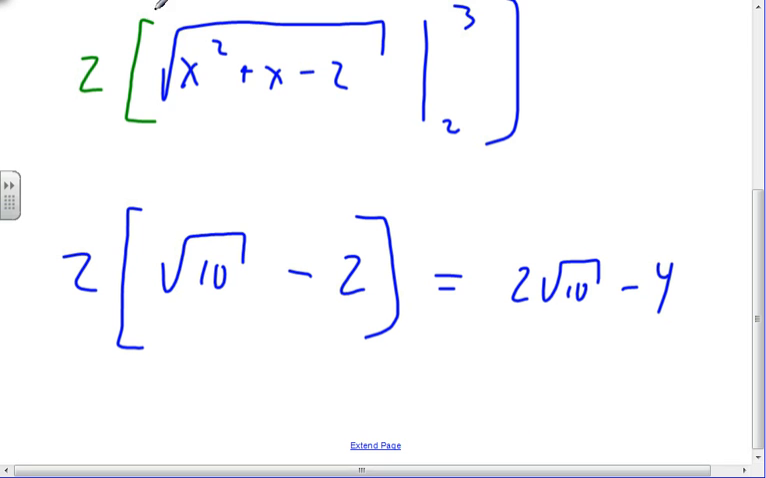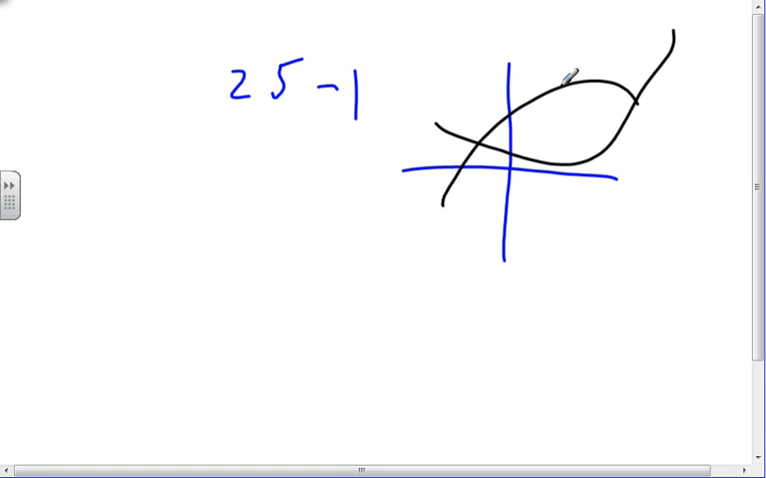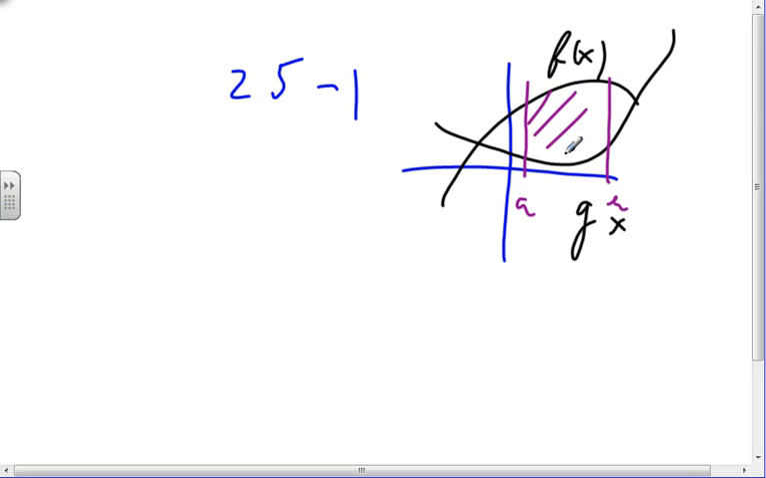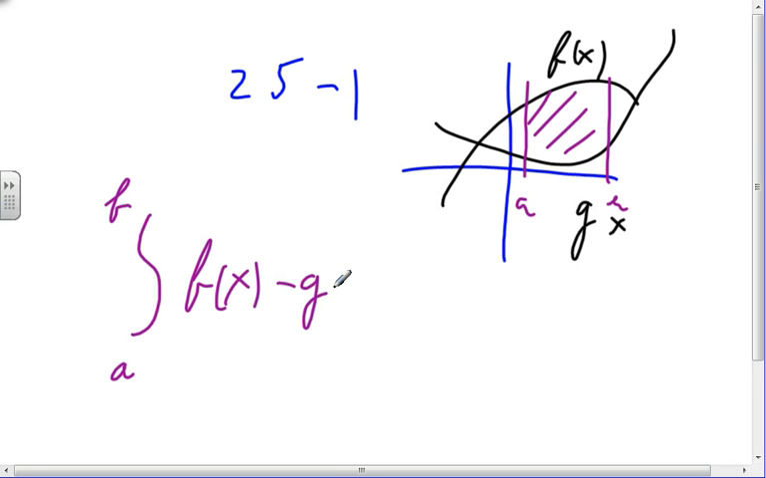Okay, so now we're going to go to section 25.1. And what we're going to do, instead of finding the area under a curve, we're going to find the area between two curves. So this is f of x, and this is g of x, and we have some point a here, and some point b there, and we want to find the area between the curves. So we're going to take the integral from a to b of f of x minus g of x dx, and now we're going to find the area between the two curves.